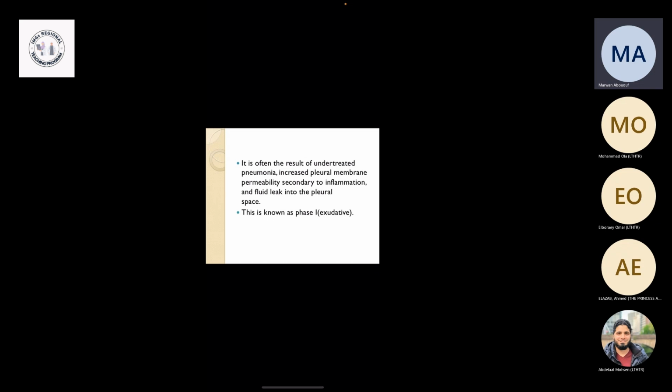Complicated parapneumonic effusion is associated with ongoing inflammation of the pleura. The term complicated refers to the need for drainage to achieve resolution. It's complicated, so we don't usually treat it only with antibiotics. It needs to be drained.